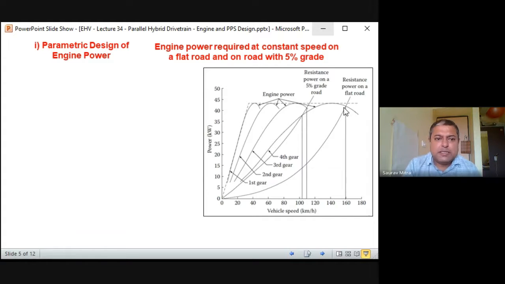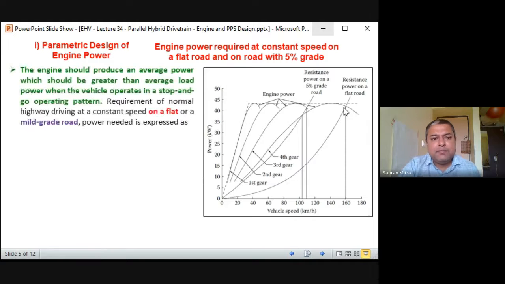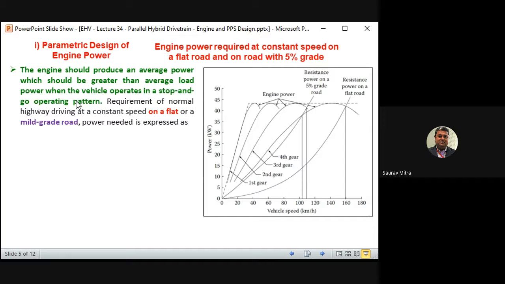So we will see all these things now in word form. What they are saying is, the engine should produce an average power which should be greater than the average load power when the vehicle is operating in a stop and go operating pattern. Definitely, whenever the engine is producing power, that should be more than the power demanded by the vehicle. So if a vehicle is demanding 100 kilowatt power, in that case the engine has to produce 120 kilowatt power.